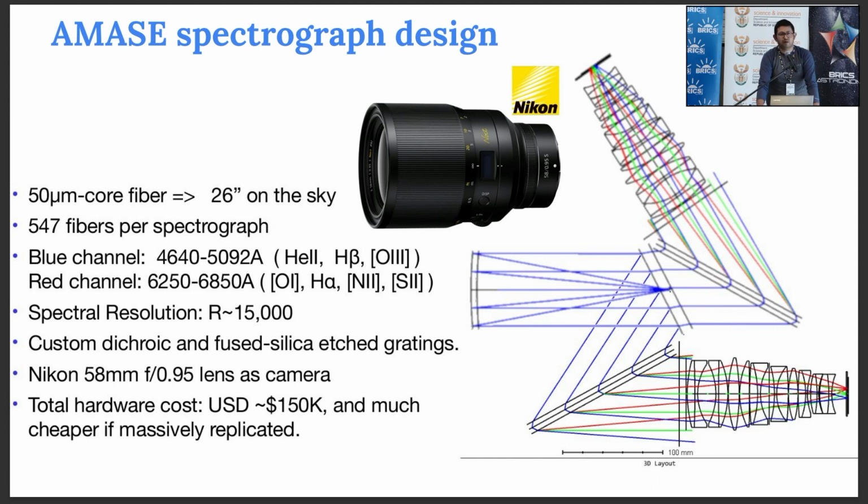We'll have blue and red channels looking at very specific parts of the optical wavelength range, where we have the emission lines, which cover the H-alpha and H-beta and surrounding regions. And we'll have a blue and red channel so that we can cover both simultaneously. If everything goes well, each and every spectrograph would cost about $150,000. That's about 1/10 of the standard DESI spectrograph, which people are using for other surveys.